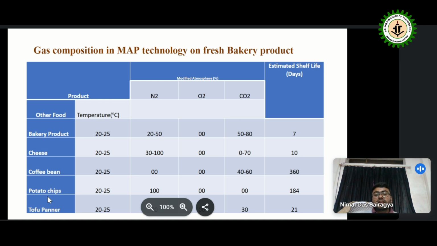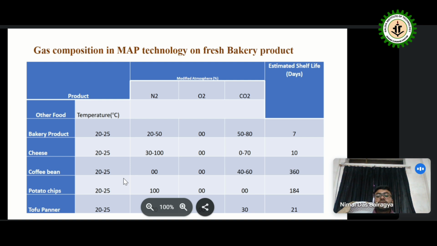Likewise cheese, coffee bean, potato chips, tofu, paneer are also there, along with these different types of bakery products. There are different types of gas combinations, like 20 to 90%, at 25 degrees temperature, or ambient temperature, or room temperature, and the nitrogen level 30 to 100%. Or if we keep nitrogen at 30%, then carbon dioxide will be 70%, and the shelf life will be 10 days.